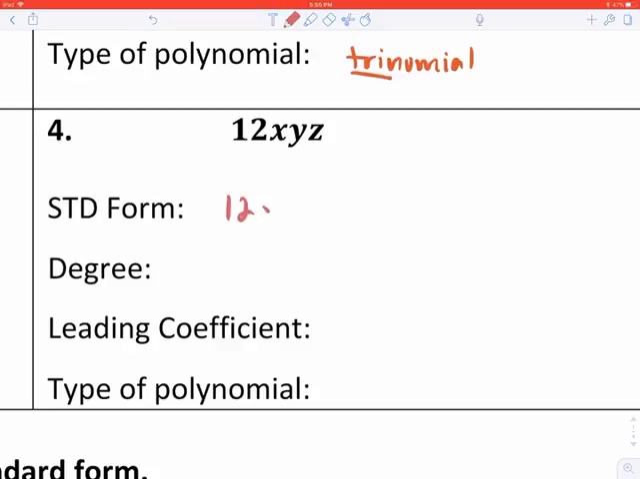12xyz, my standard form is pretty simple since there's only one thing to put. My degree is going to be 3, because each one of these variables is raised to the power of 1. So 1 plus 1 plus 1 equals 3. My leading coefficient is 12, and this is a monomial.